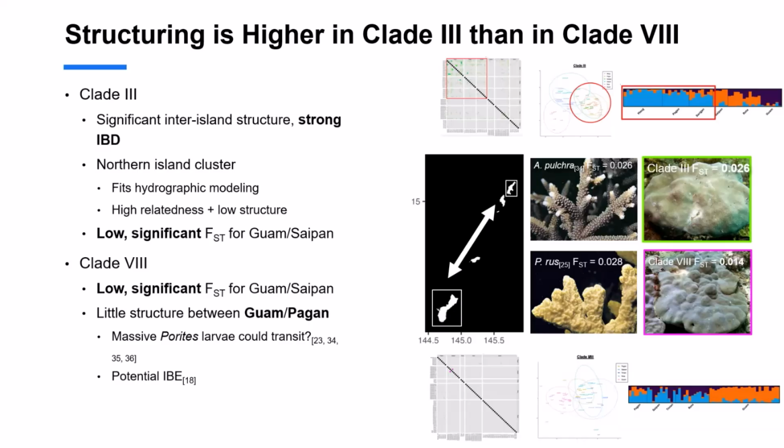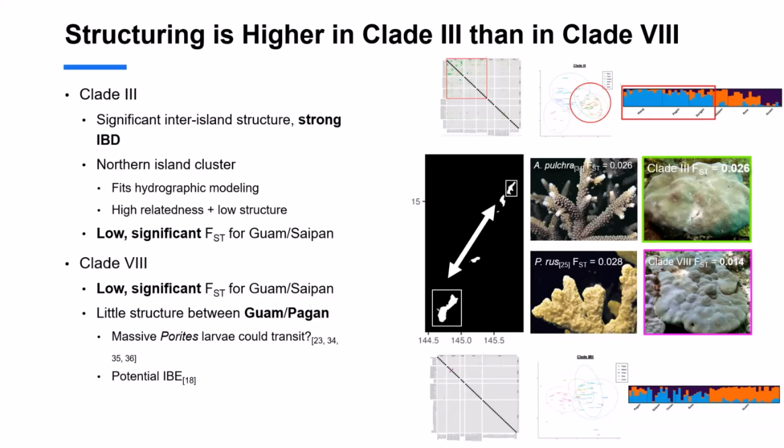So consistently in this analysis, Pagan and Guam were genetically similar to one another, as indicated through their clustering in PCA, as well as their genetic identity in structure results. So theoretically, massive Porites larvae could be making the transit between these two islands to maintain that genetic structure. But if that were to be the case, we would expect higher degrees of interconnectivity between adjacent populations than between Guam and Pagan. So some pretty weird currents would have to be occurring to maintain that genetic bridge.